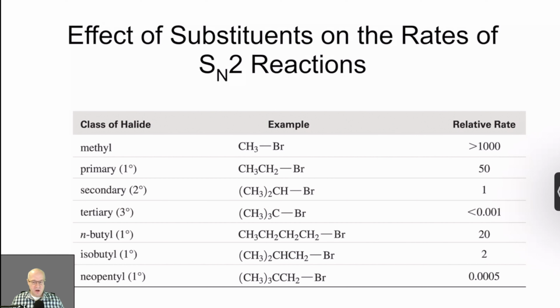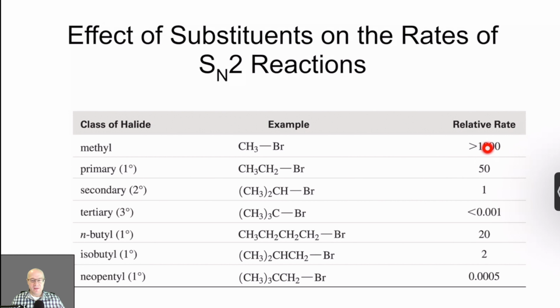So let's take a look at this chart. The first thing I want to draw your attention to is this secondary halide, and we're going to say that it has a reaction rate of 1. So everything is going to revolve around this reaction rate. So let's just say this particular halide will react in a reaction 1 per second. Okay? So if this one reacts 1 per second, and this is secondary, primary will react 50 times faster. So secondary versus primary, 50 times faster for primary.